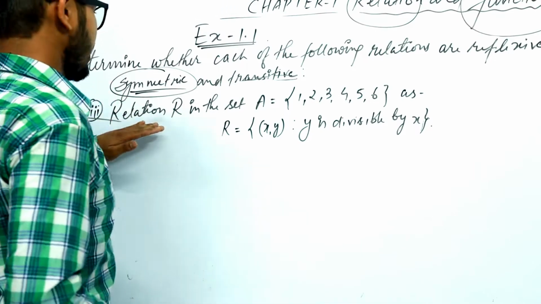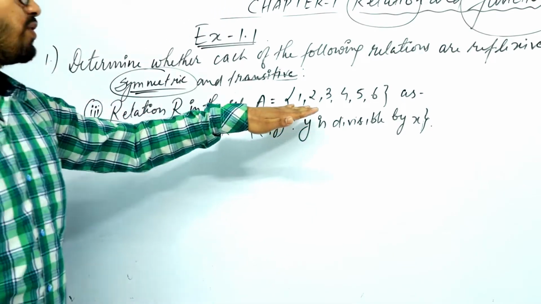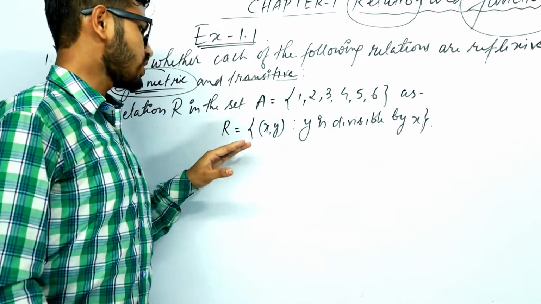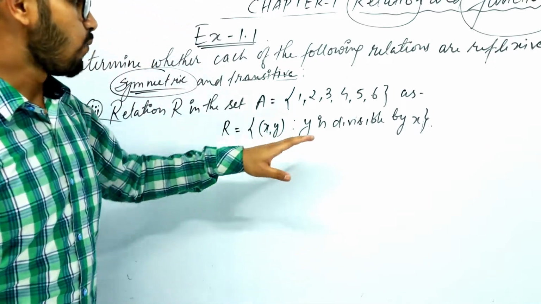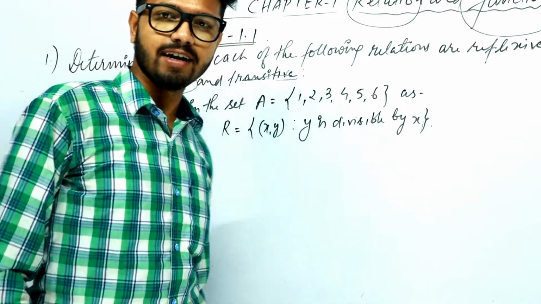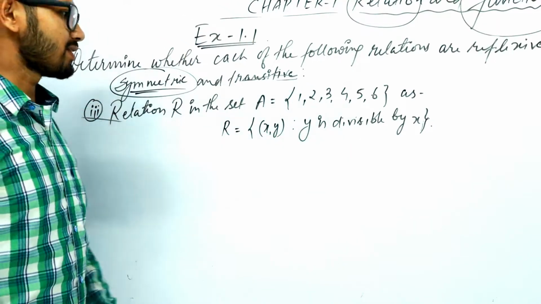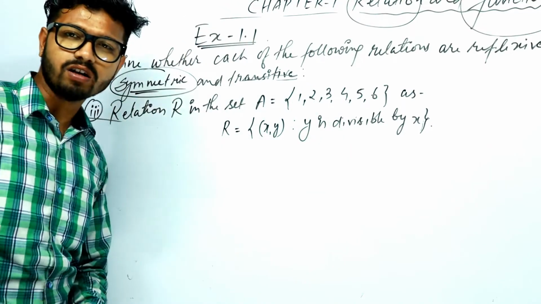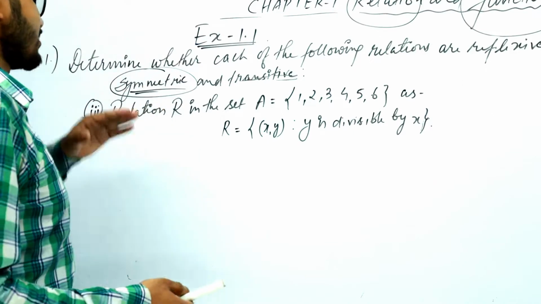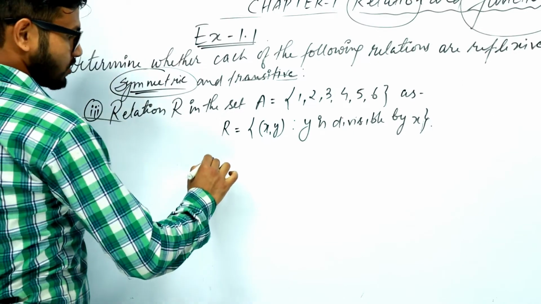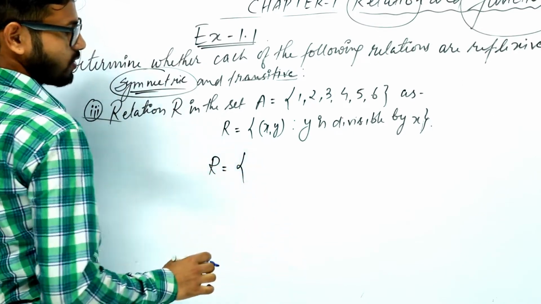It says that relation R in the set A = {1, 2, 3, 4, 5, 6} is R = {(x, y): y is divisible by x}. It is said that y is divisible by x. Now let us see the possible ordered pairs, the possible elements present in this relation. So R is equal to what? What are the possible elements?